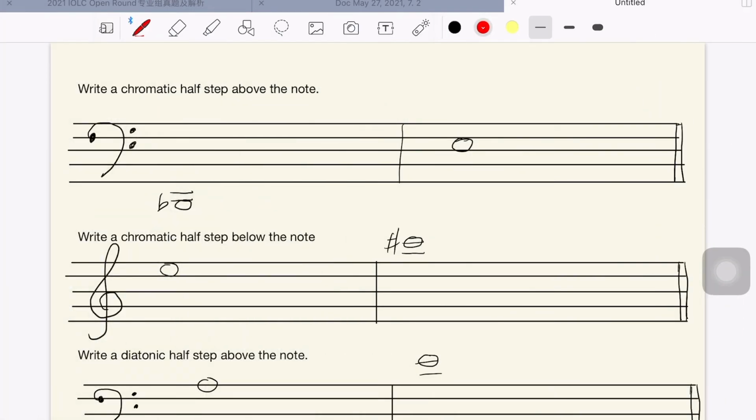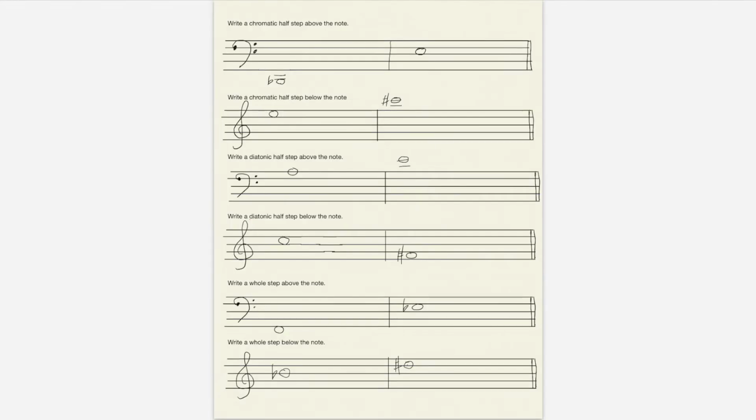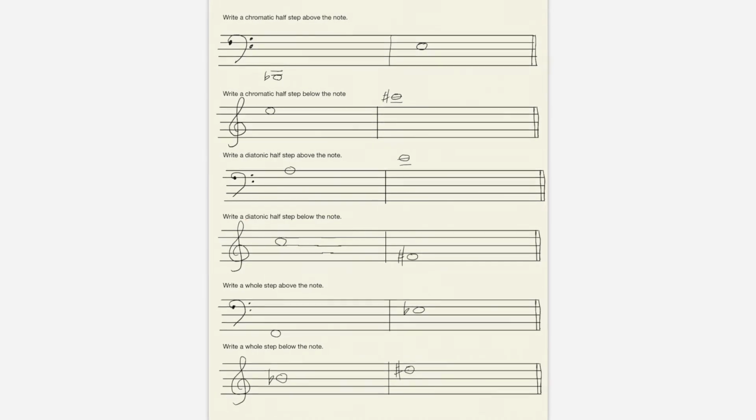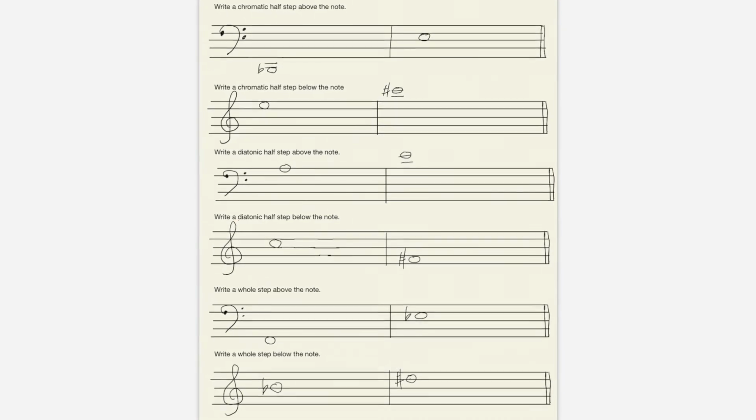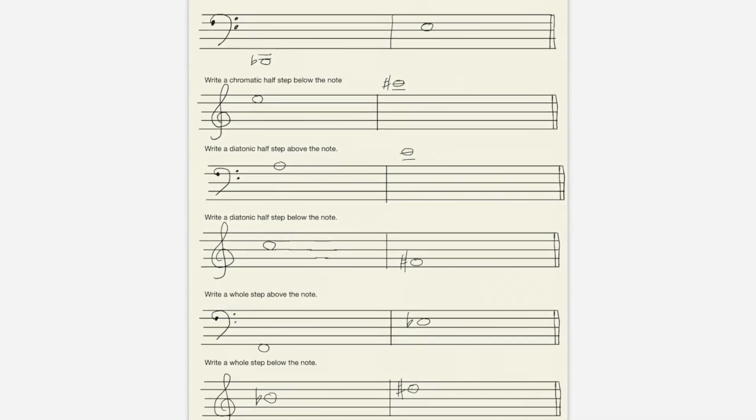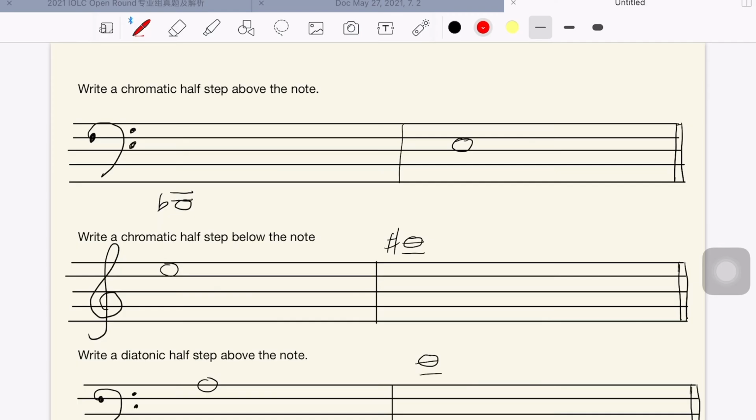Now we can do some exercises. Here are some exercises that can help you practice writing diatonic and chromatic half steps. I'll do two examples, and the correction for the rest will be shown after. Let's start with this example. Here we have a B flat in bass clef. And if we want to write a chromatic half step above the note, we would have to use the same letter name, which is B.